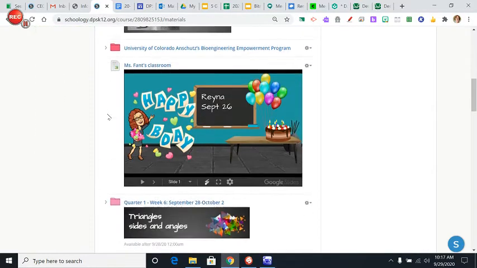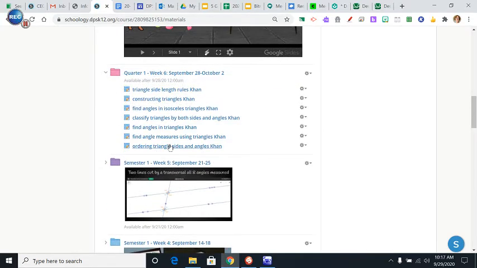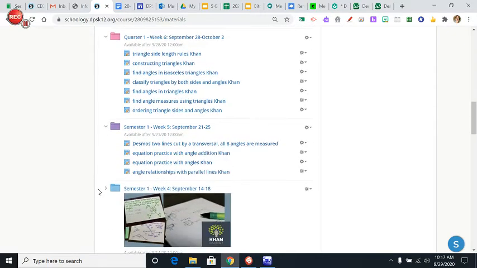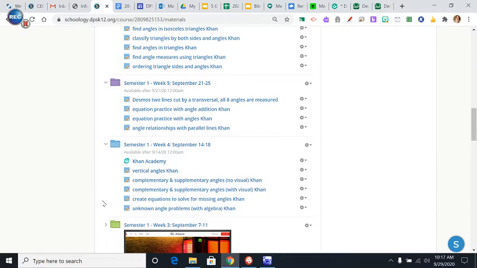And then for week 6, I'm going to insert a video to show you how to use your Desmos to connect with these also. But for right now, I'm noticing not quite everyone is finishing these 3 Khan assignments here: equation practice with angle addition, equation practice with angles, angle relationships with parallel lines. So I wanted to address that.